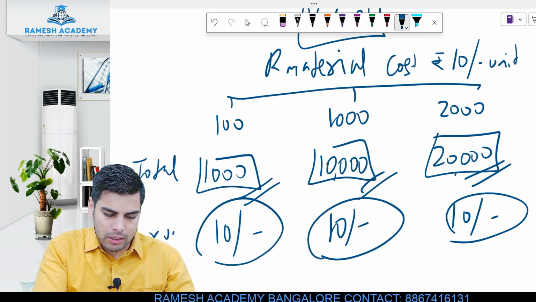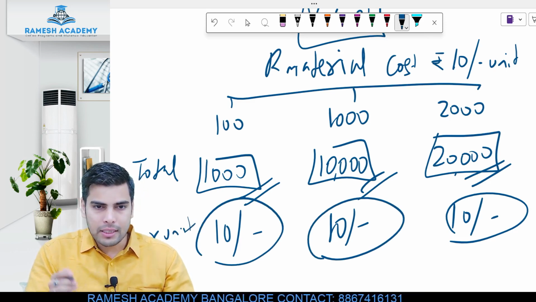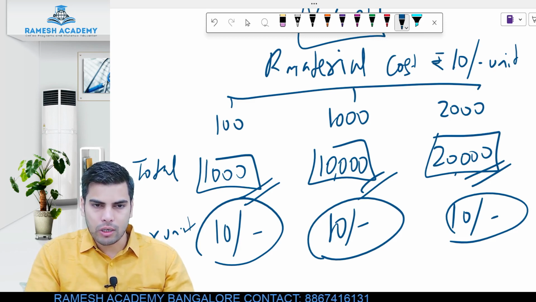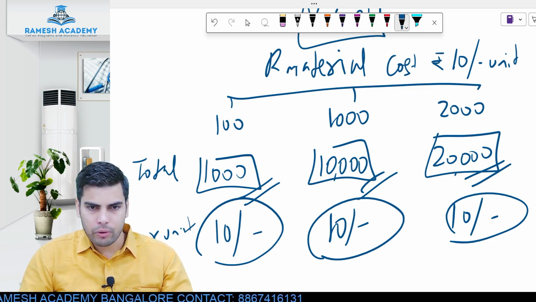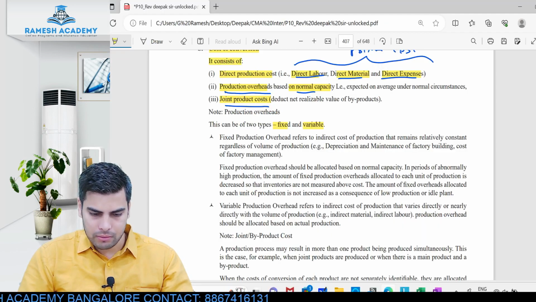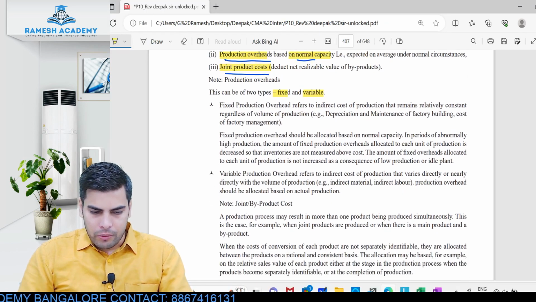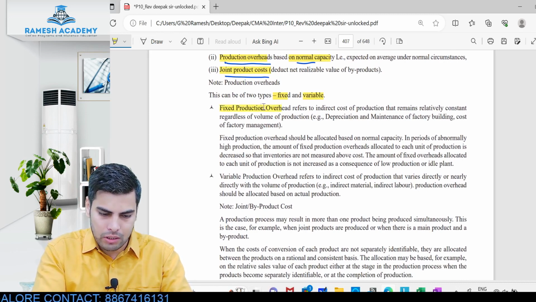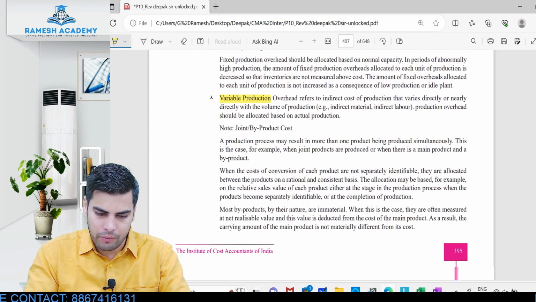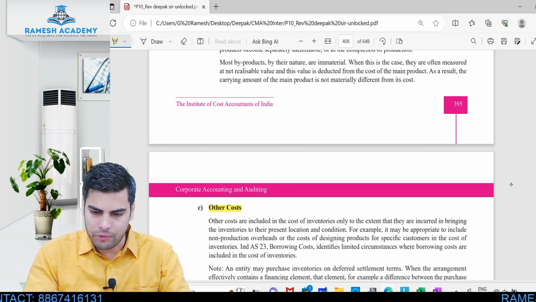Yes. So what do you understand by this particular observation? Variable cost varies in total but remains fixed per unit. Fixed cost remains fixed in total but varies per unit. Try to remember this particular point. Clear? Okay, whatever we learned is more than sufficient in order to understand the fixed overhead and variable overhead.